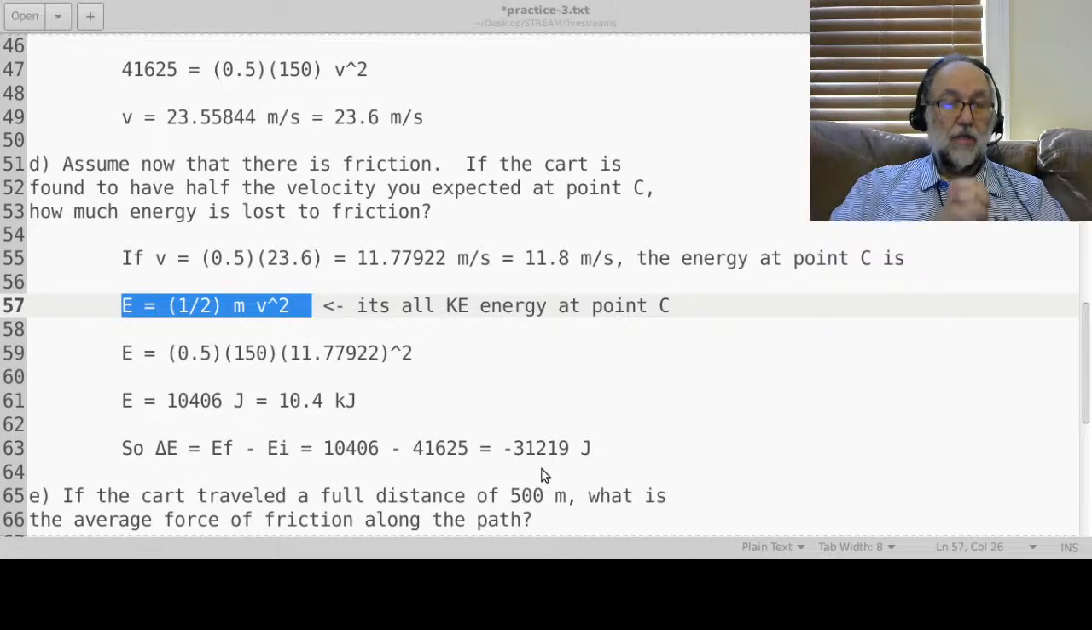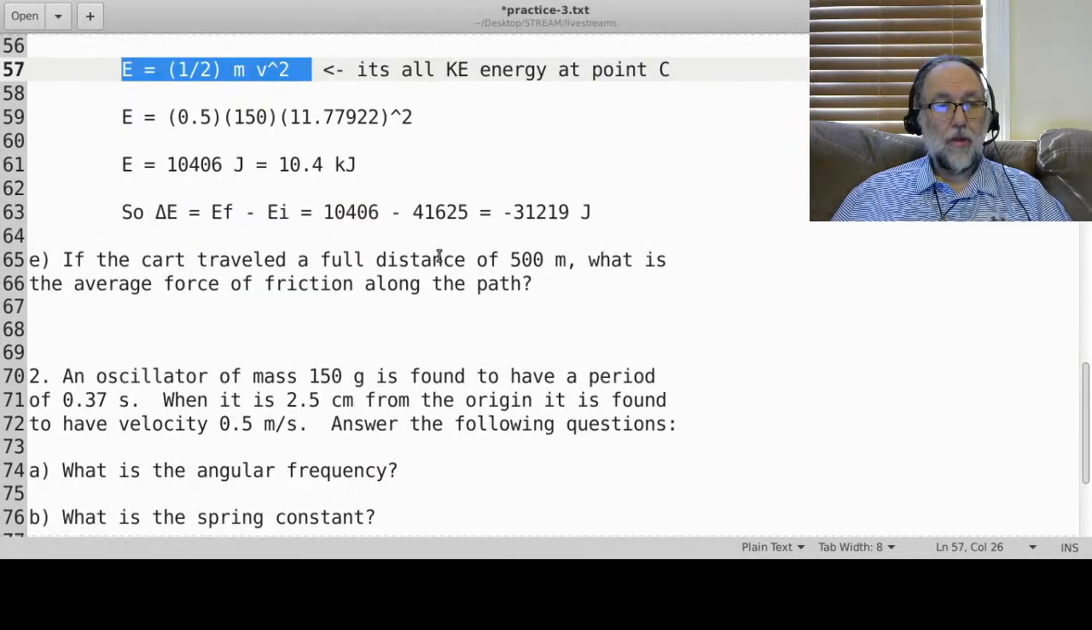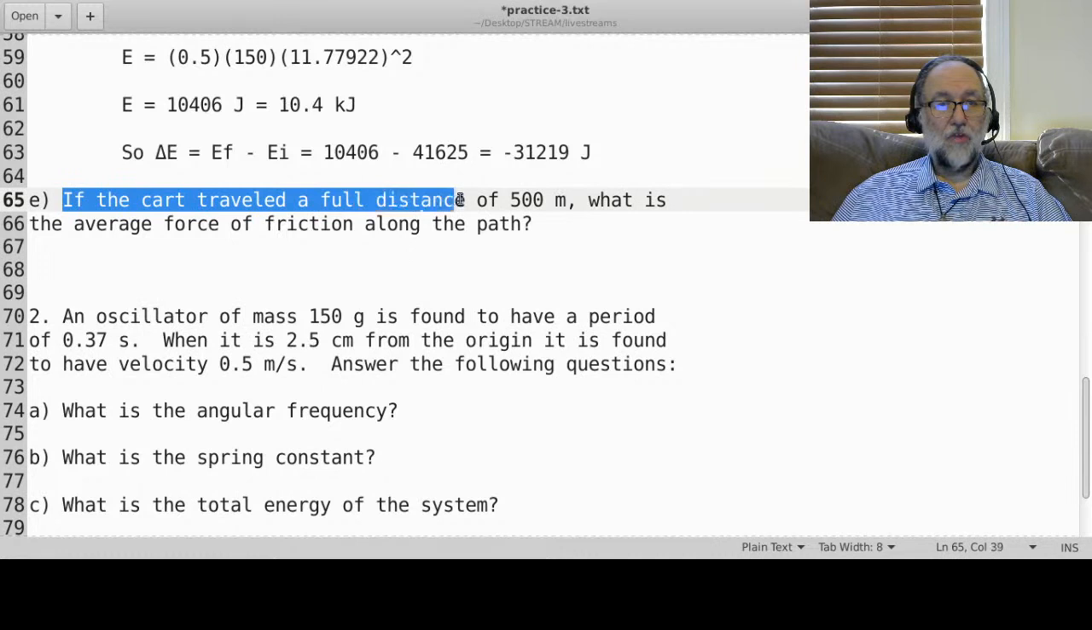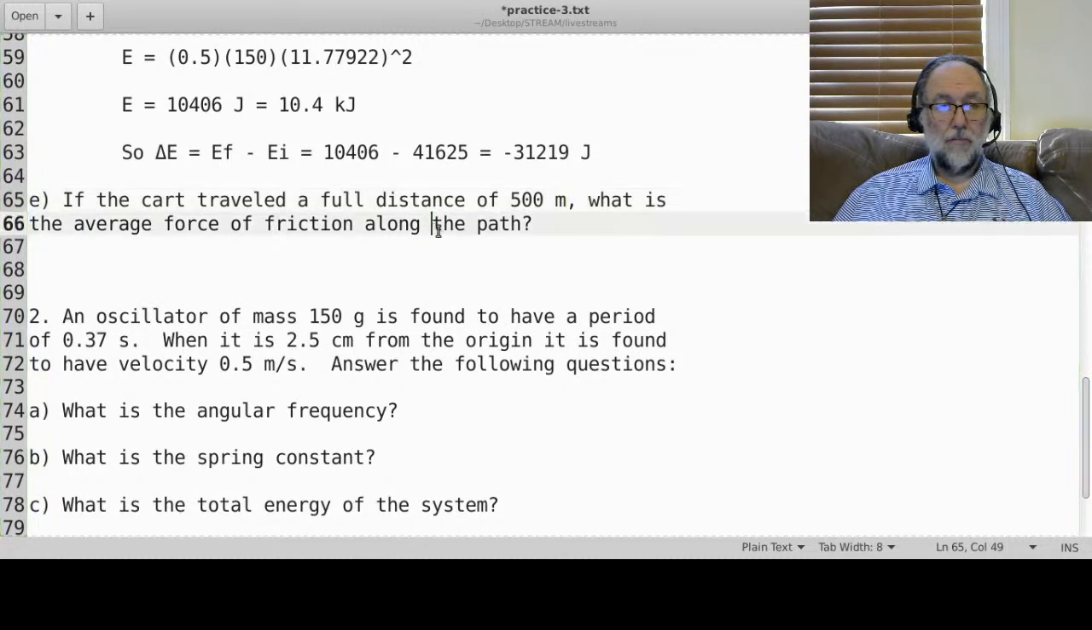The mechanical energy, the energy that you could see because things are moving or because of potential energy, is less now by 31,000. The heat, if you could measure it, and we'll talk about how to measure heat next semester, has now increased by 31,219 joules. All right, so part E. If the cart traveled a full distance of 500 meters, and I'll draw what that means in a second, what was the average force of friction along the path?